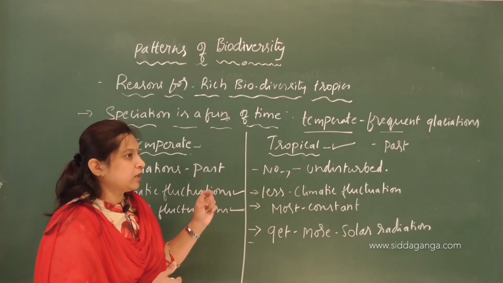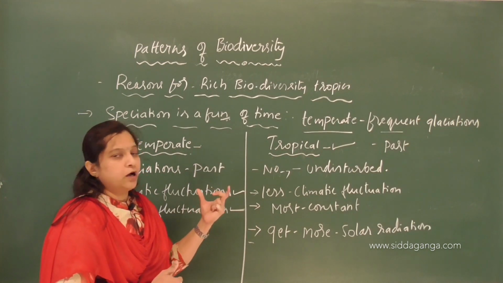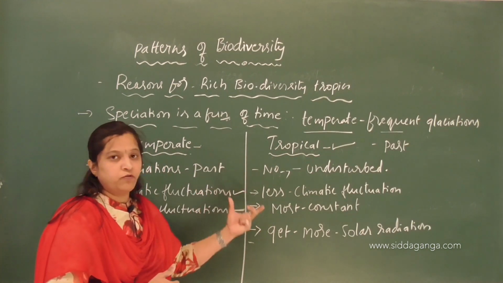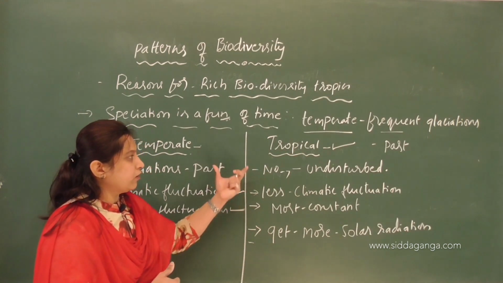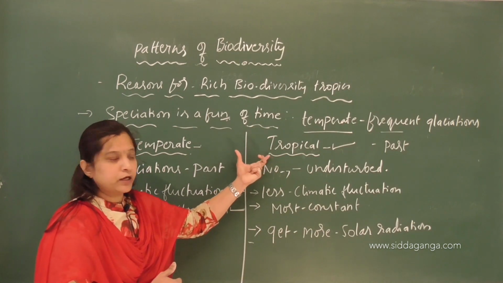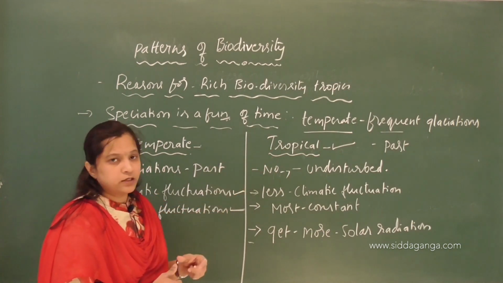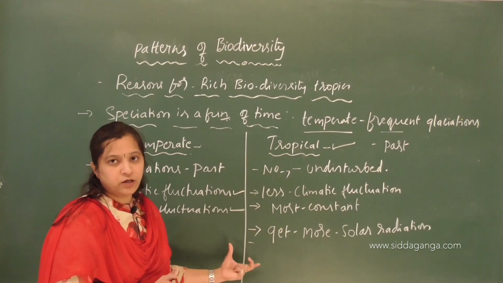So the more diversification in tropical areas is due to the following reasons. Or else, what are the reasons for the more diversification in tropical areas when compared to the temperate areas? So you have to write all these points.